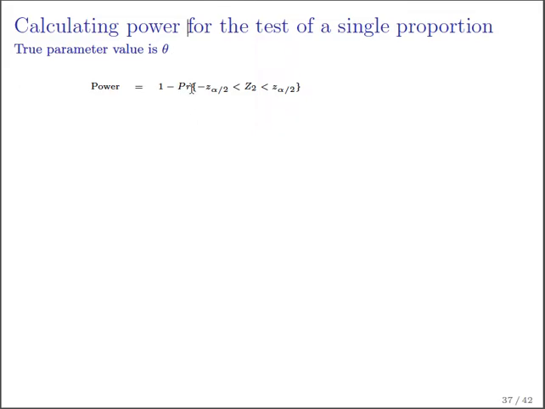But anyway, here's the second part. Here's how to actually calculate the probability of rejecting the null hypothesis correctly. It's one minus the probability of being between, so this is the probability of being bigger than z sub alpha over 2 or less than minus z sub alpha over 2, and rejecting the null hypothesis.